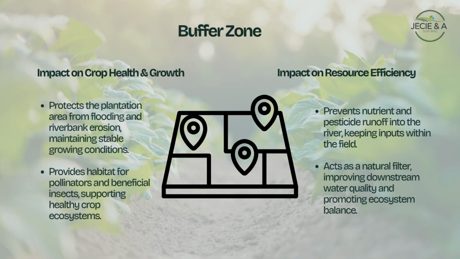As for the impact on resource efficiency, it prevents nutrient and pesticide runoff into the river. It also keeps inputs within the field. Next, it acts as a natural filter, improving downstream water quality and promoting ecosystem balance.